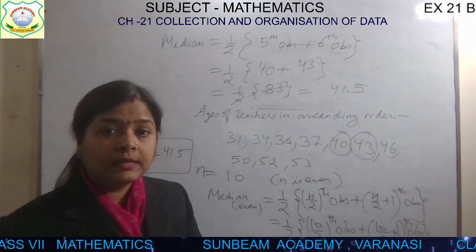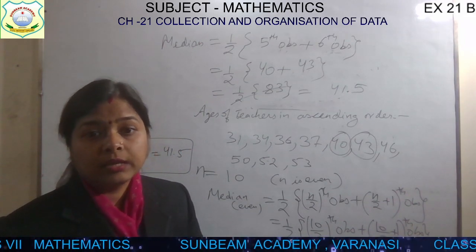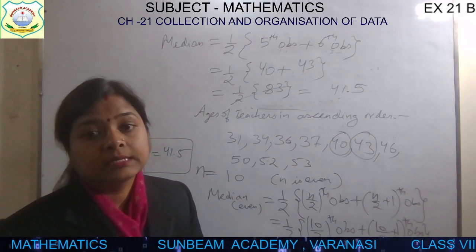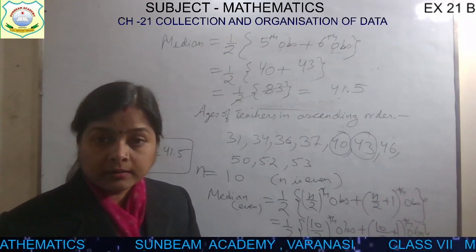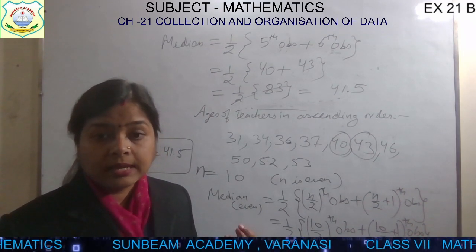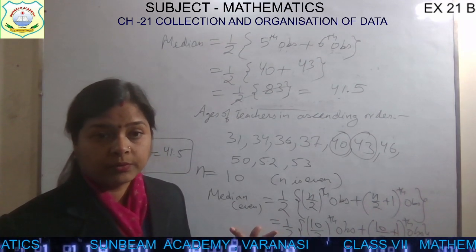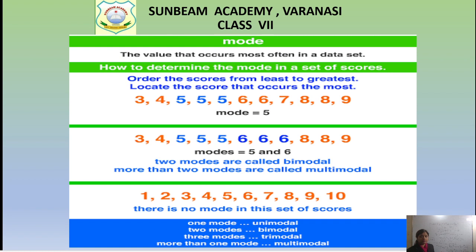And if you see the next set of data, it is 3 4 5 5 5, then 6 6 6, then 8 8 and 9. So here 5 occurs 3 times and 6 also occurs 3 times. Okay, wait. If you see the screen, earlier I had missed the screen. Now see the screen, children. See the second set. So 5 occurs 3 times and 6 also occurs 3 times. So what will be the mode? So both 5 and 6 will be the mode.